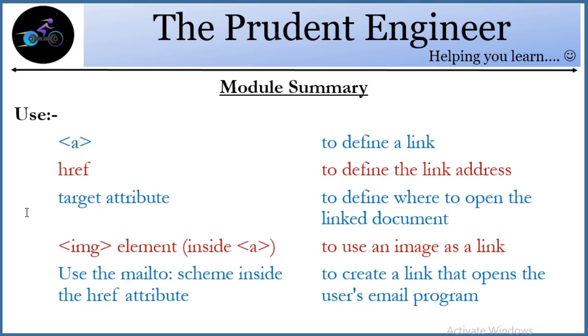In the very last, I'll define the summary of this module. So we used the a tag to define a link. We used href to define the link address. We used the target attribute to define where to open the linked document. We used the image element inside the a to use an image as a link. And we used the mailto scheme inside the href attribute to create the link that opens the user's email program.